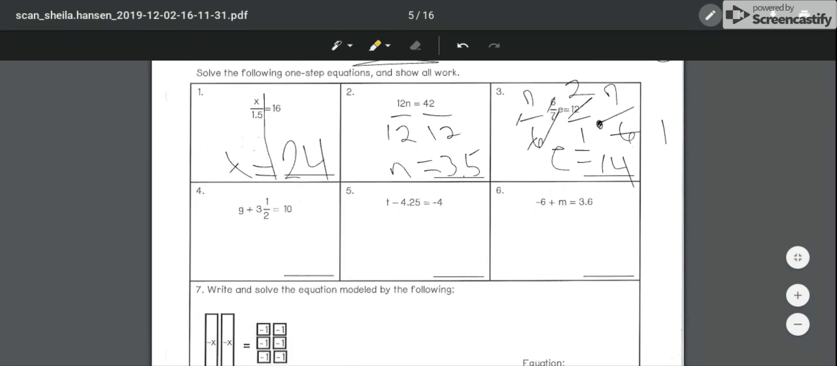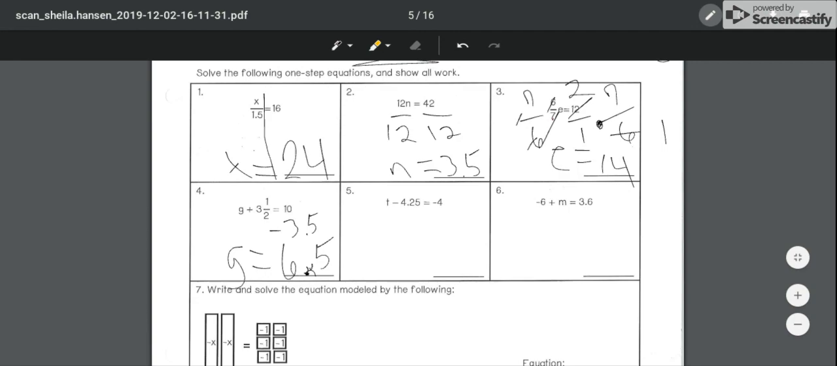Okay, next one. Now don't get freaked out when there's fractions. So we have g plus 3.5. So we're adding 3.5, so we're going to minus 3.5. So you have g equals, and if we minus 3.5, I'm going to do that mentally, because if I minus 3, I'm at 7. And then I'm going to take another half away, so I'm at 6.5. Again, try to use your brain as much as you can. It's called brain power.